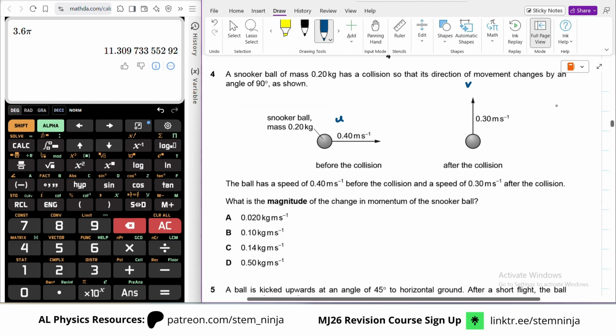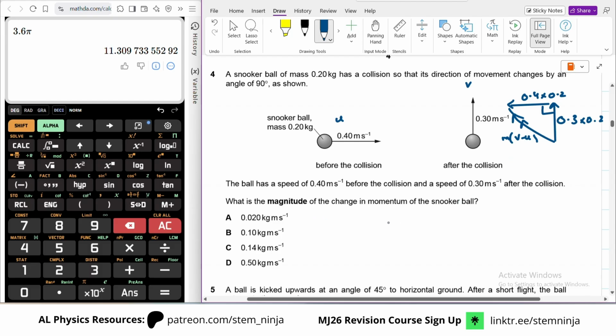So if we do the vector way, this is v minus u this way. So this is 0.3 and this is 0.4. So this is your v minus u, vector wise, right? So we can find out the magnitude of v minus u, the change in velocity. Actually we can do the change in momentum also, because momentum is also a vector quantity. So this is your m times v minus u.